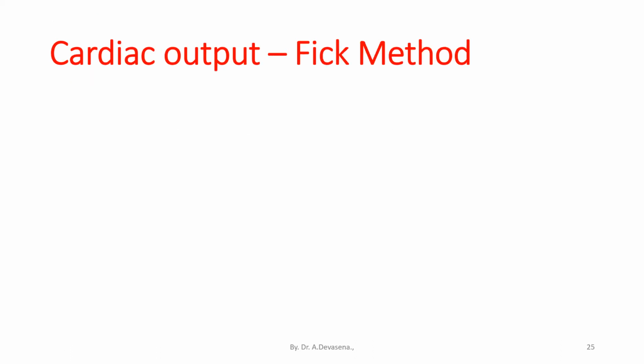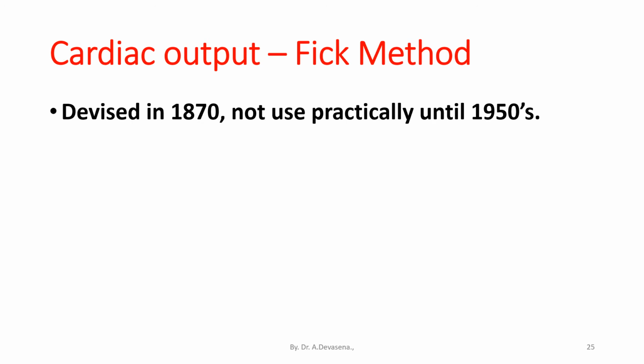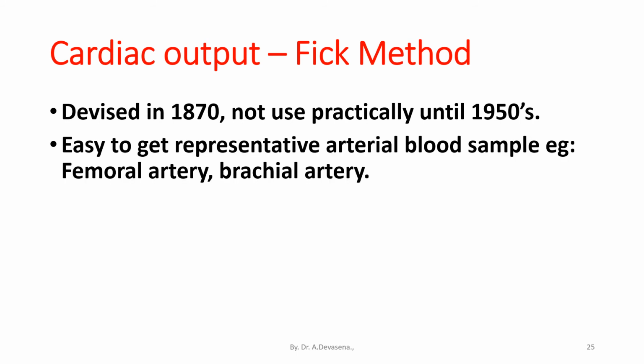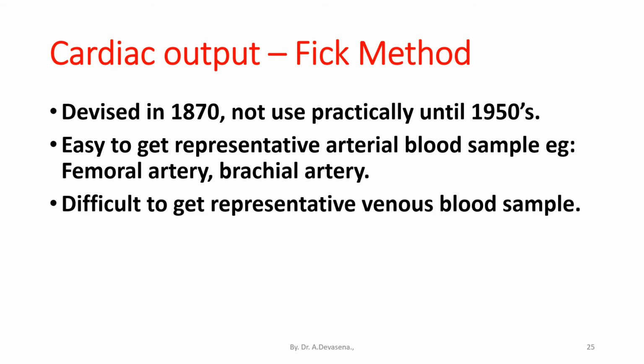Cardiac output, Fick method. It was devised in 1870 but not used practically until the 1950s. It is easy to get a representative arterial blood sample, for example, from the femoral artery or brachial artery. It is difficult to get a representative venous blood sample.